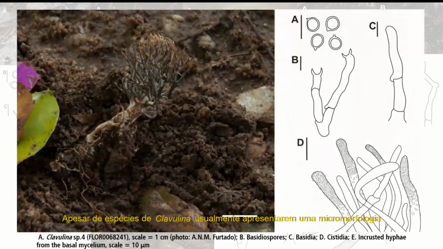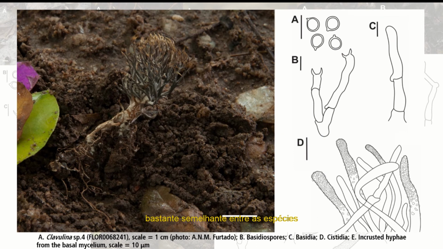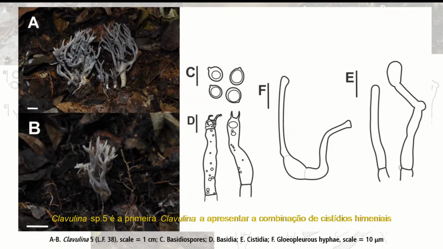Although Clavulina species might look alike among them when observed under the microscope, some very atypical microscopic features were observed in some of the collections studied. Clavulina 4 is the first species with encrusted hypha at the basal mycelium. Also, the hymenial cystidia have septa, which is rarely seen in Clavulina basidiomata. Clavulina 5 is the first Clavulina with both hymenial cystidia and gloeopleurous hyphae dispersed throughout the context of the basidioma.